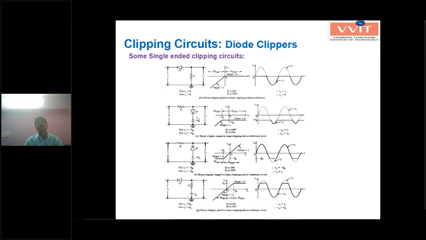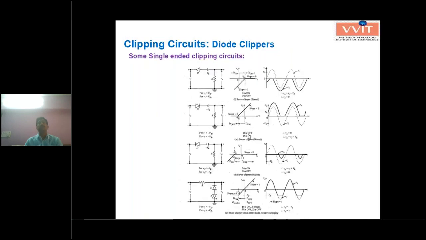But one more thing: a negative reference supply will also be there. Here we consider the positive reference, and here we consider the minus supply, minus VR, also. Then there is another circuit. Likewise, series clippers will have 6 circuits and shunt clippers will have 6 circuits. The corresponding outputs and transfer characteristics we have to show here.